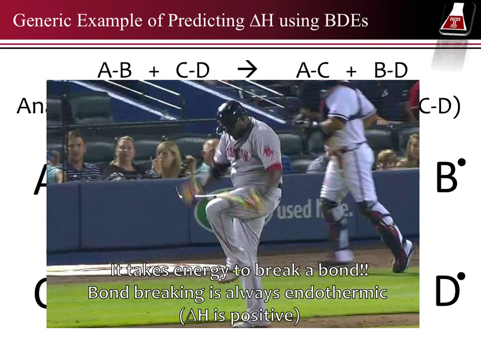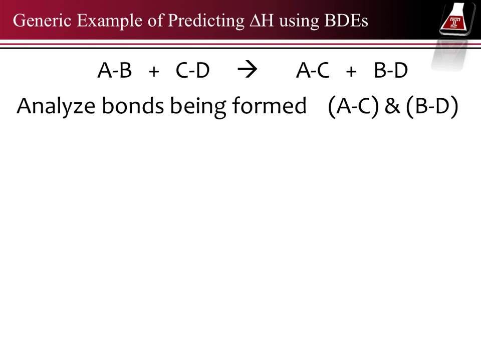Okay, this means that all bond breaking phenomena are endothermic and delta H is positive. We are putting energy into the system. The next thing we need to do is analyze the bonds that are being formed, so the AC bond and the BD bond.